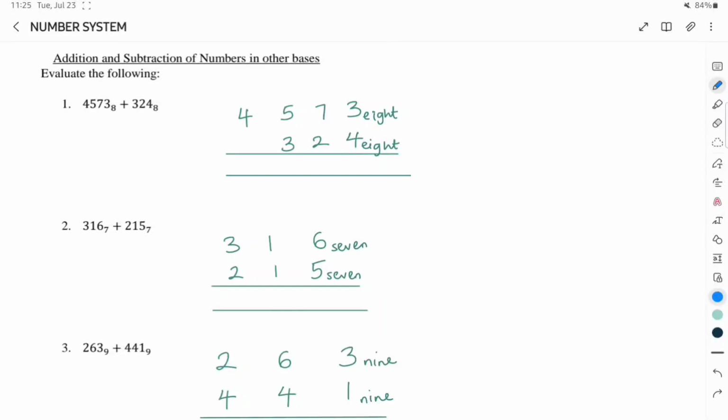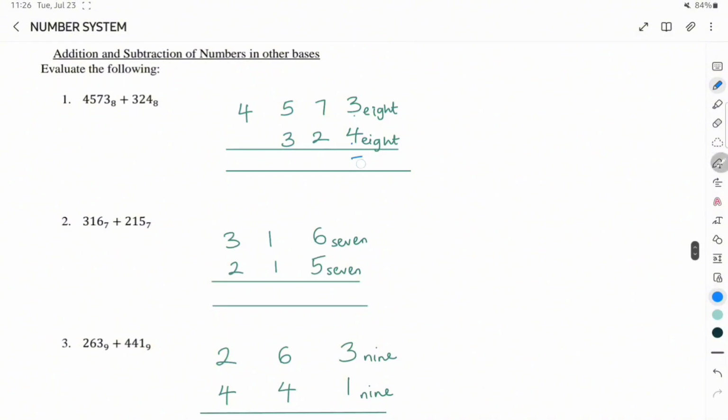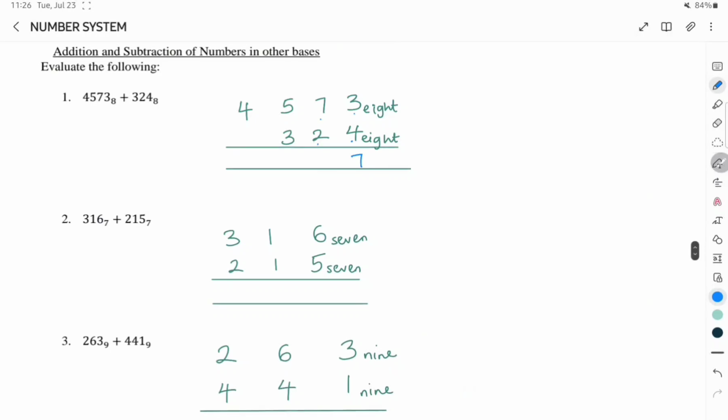In this video, we'll learn how to add and subtract numbers in other bases. So for the first question here, we have two numbers in base 8. Starting from the right, 3 plus 4 is 7. Then 7 plus 2 is 9.